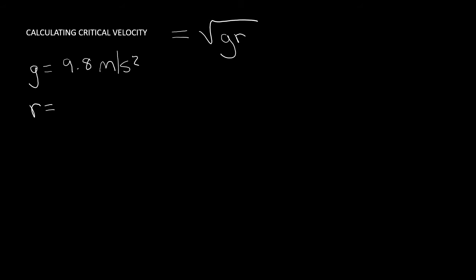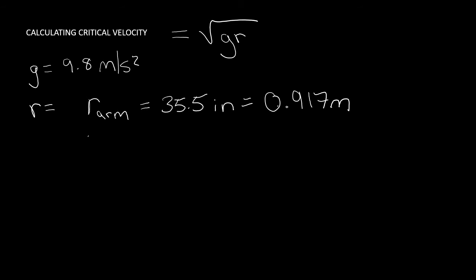The radius is actually made up of the length of my arm to the top of the bucket, as well as the distance to the midpoint of the middle of that bucket. So you're going to take r, the radius of the arm, representing the shoulder to the top of the bucket. That was measured to be 35.5 inches, which converts to 0.917 meters. And then you have the r of the actual bucket.